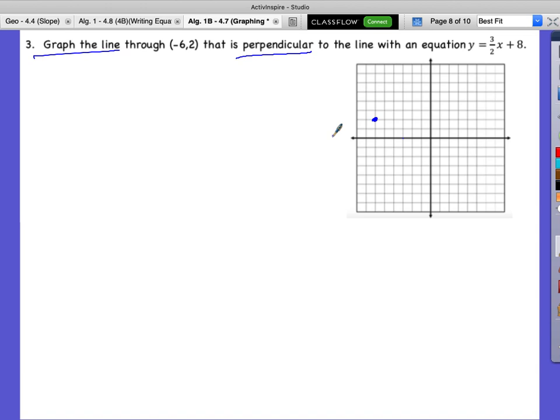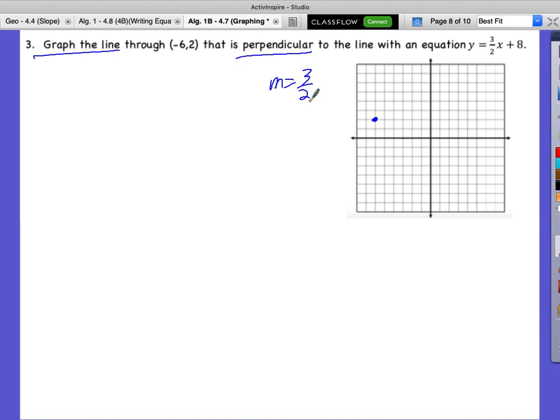Okay. So graph the line through this point. We made the point. Now we know it's perpendicular to this line. Now when it's parallel, what did we need this line for? We needed it for the slope, which is 3/2. Brady's got it, okay?